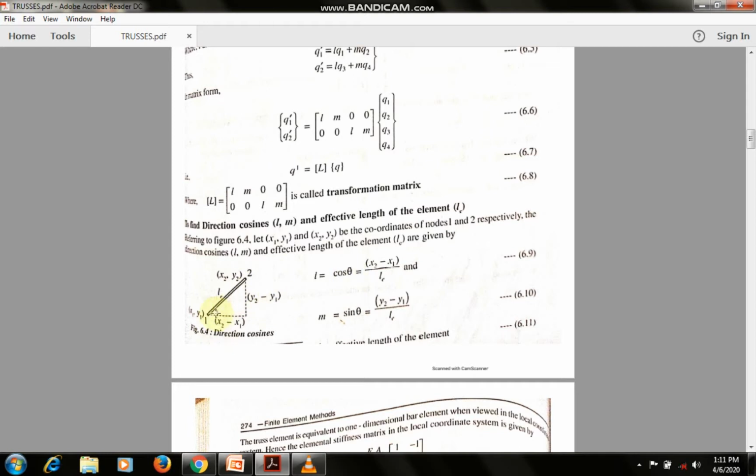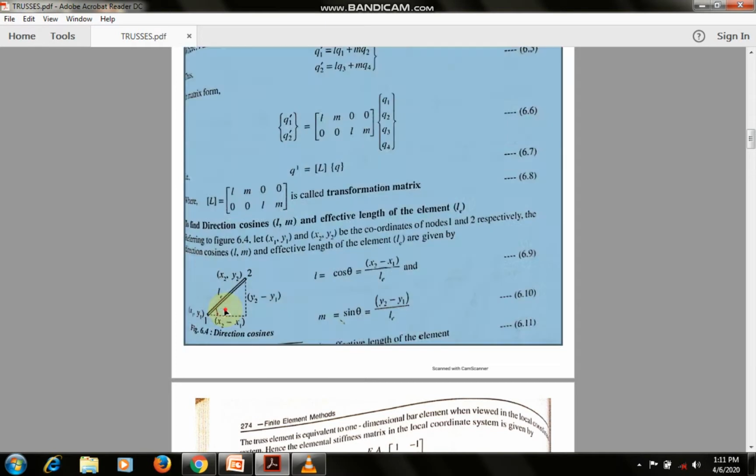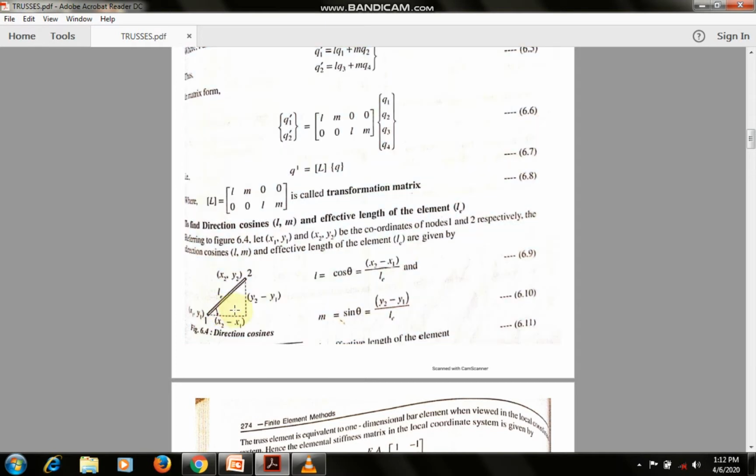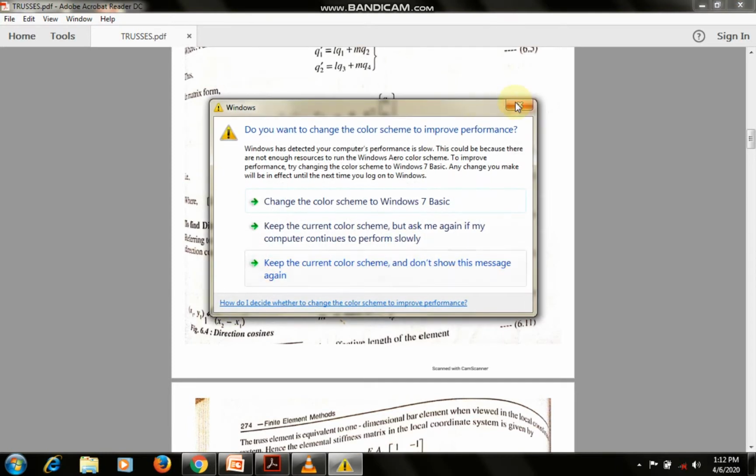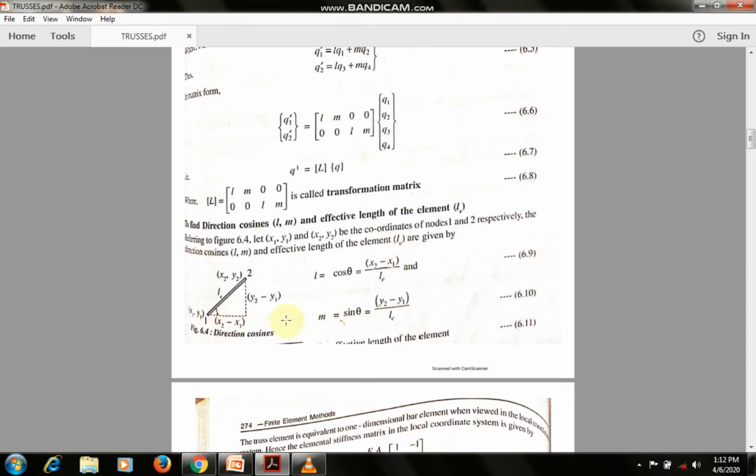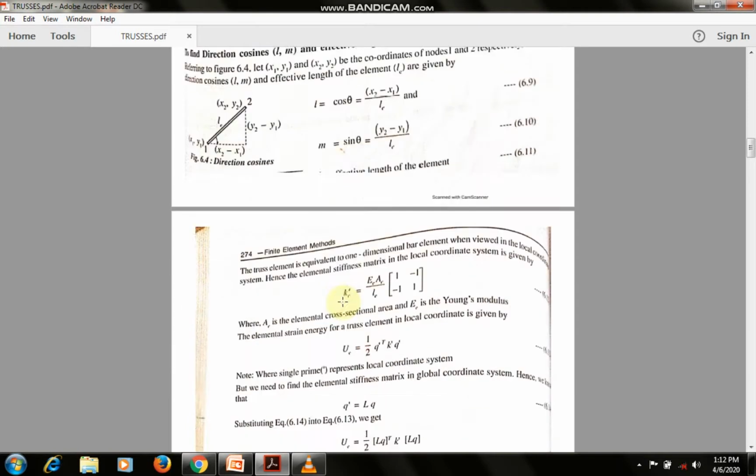Now we can see this element with reference to the x-axis is inclined at a particular angle. Let's take this as theta. Now considering cos theta, L is equal to cos theta, and we know that it is adjacent by hypotenuse. We will be having this formula. Similarly, the direction cosine M is equal to sin theta, which is nothing but opposite by hypotenuse. We will be having this formula. Opposite to this angle is y2 minus y1, again over the length of the element.